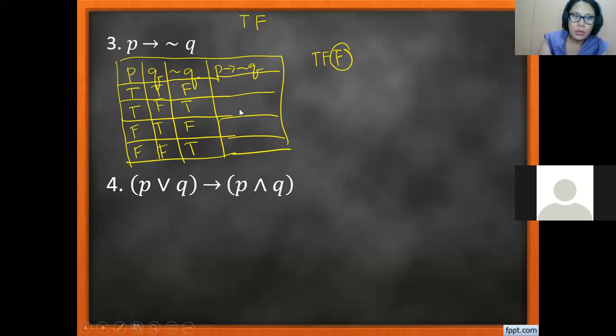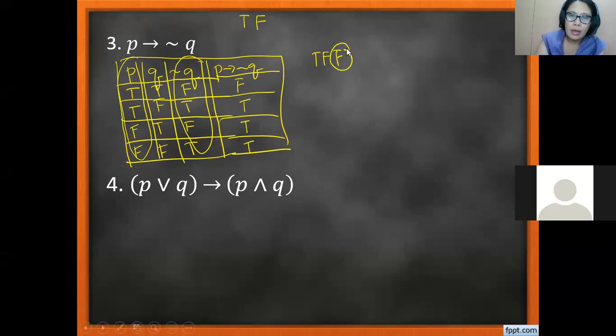So let's locate, and we are comparing this and this. Take note, because it is if P then negation of Q. So where is true-false? Here is true-false. So this is false. So everything else is true now.